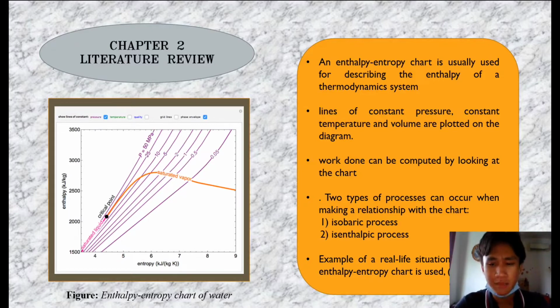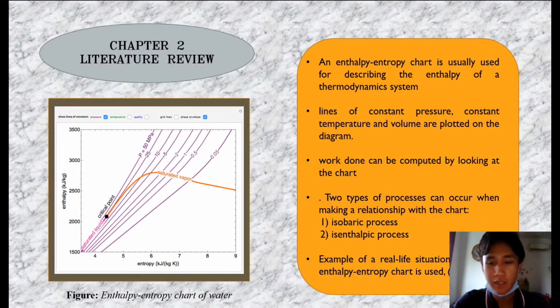So what is an entropy chart usually used for? Many people don't know this. An entropy chart is usually used for describing the entropy of a thermodynamic system. When constructing the chart, usually the chart will have a pressure range of about 0.01 to 1000 bars, as well as a temperature range of up to 800 degrees Celsius.